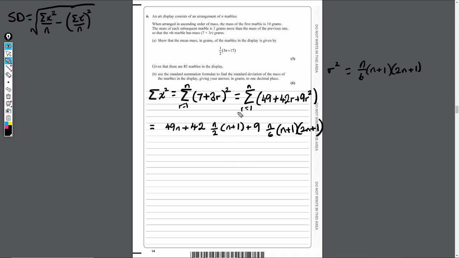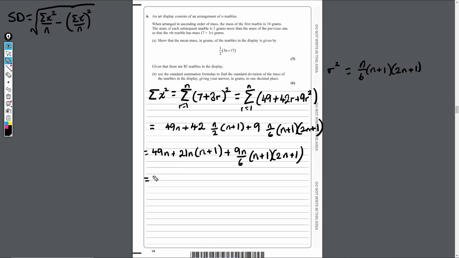Now at this point, you've just got to keep simplifying. So this will be 49n still at the front. I'm probably doing this in a few steps. If you can work ahead faster, that's absolutely fine, but I'm going to take it quite slow. So 42 divided by 2 gives me 21n lots of n plus 1. And then I'm going to have 9n over 6 and these 2 brackets again: n plus 1 and 2n plus 1. So now let's keep simplifying.